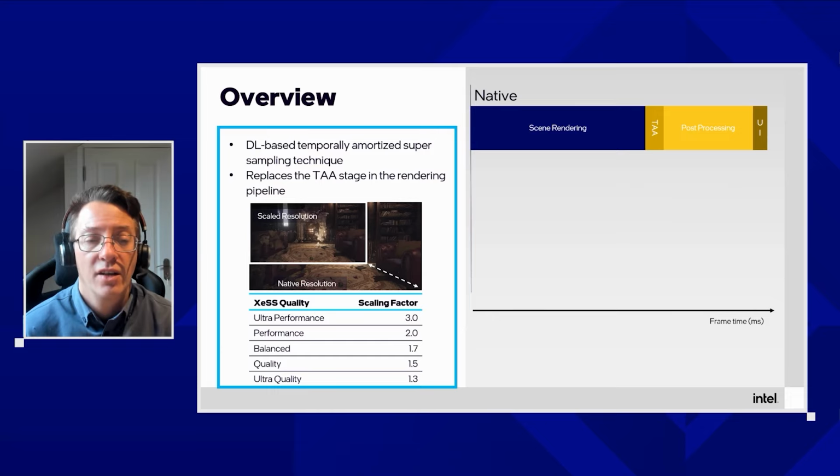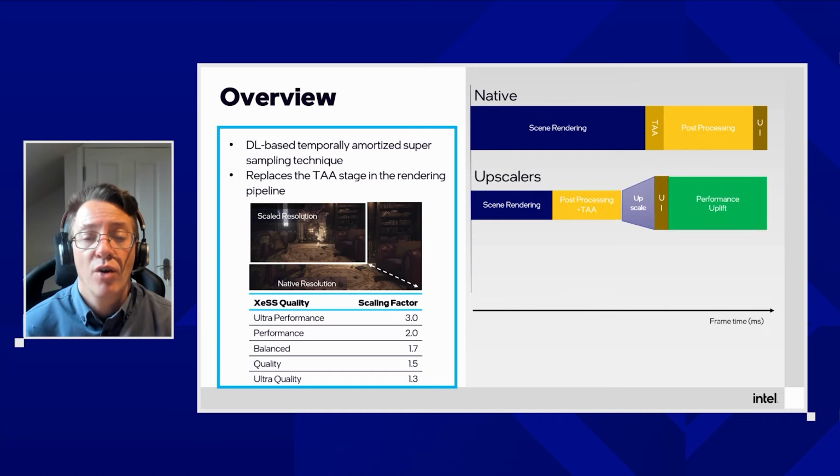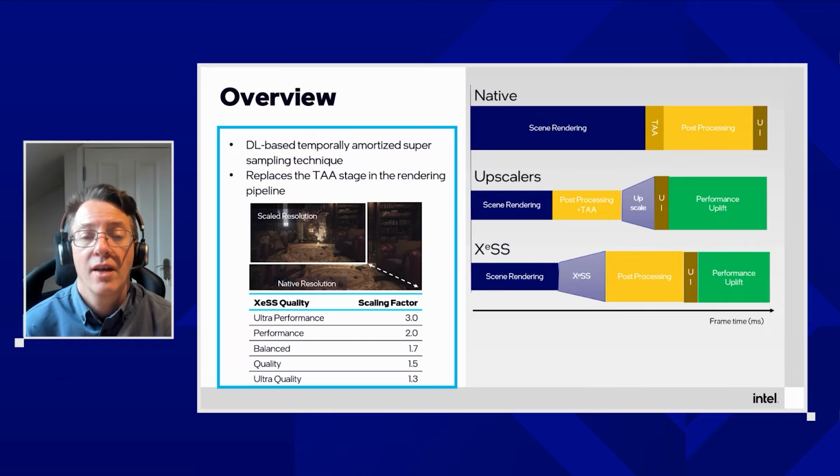In terms of the expected uplift, if you compare a game rendered natively, where everything from scene rendering to post-processing is done at exactly the same resolution, a traditional upscaler would probably render the scene, post-processing and the TAA at a low resolution before doing a final upscale pass before the UI, giving a very significant performance uplift. XeSS actually fits in directly after the scene rendering, but before the post-processing. This improves the image quality, but does mean the performance uplift will be slightly less.